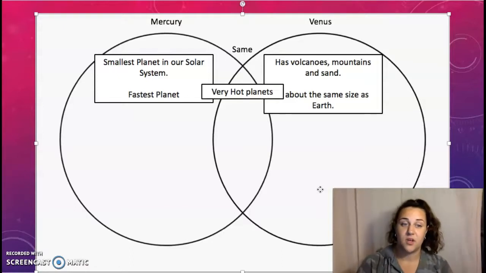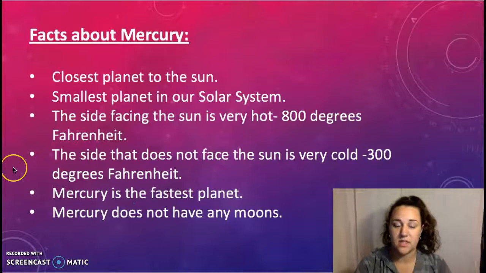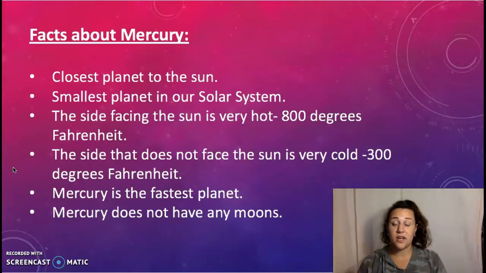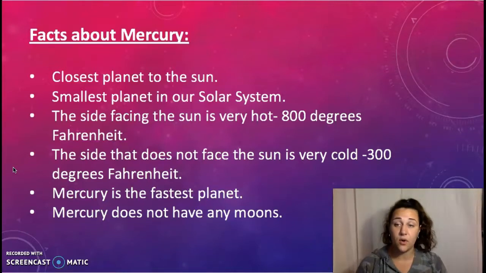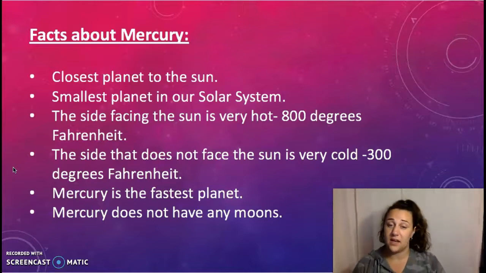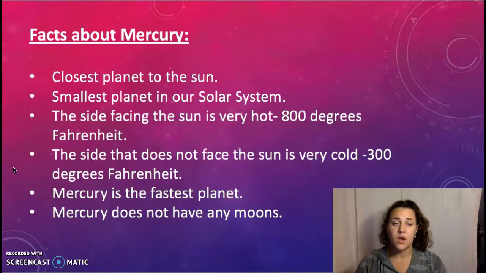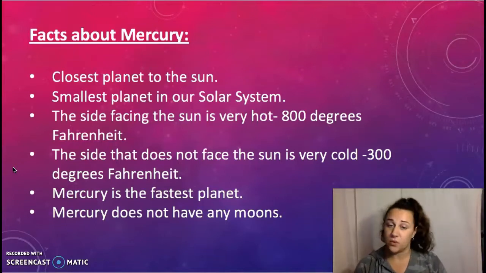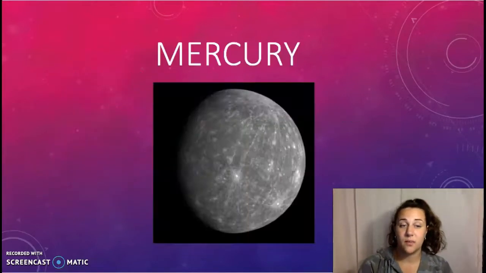Okay, so let's just review briefly. Remember, you already filled out your fact sheet on Mercury and your fact sheet on Venus. So these facts right here are kind of review, and you can use them from yesterday and the day before to help you. If you remember, amazing. So Mercury is the closest planet to the sun. It is the smallest planet in our solar system. It does get very hot, up to 800 degrees on the side that's facing Earth, but on the side that doesn't face Earth, it can also get very cold. Mercury is the fastest planet in our solar system, and Mercury does not have any moons. Remember, this is what Mercury looks like, right?